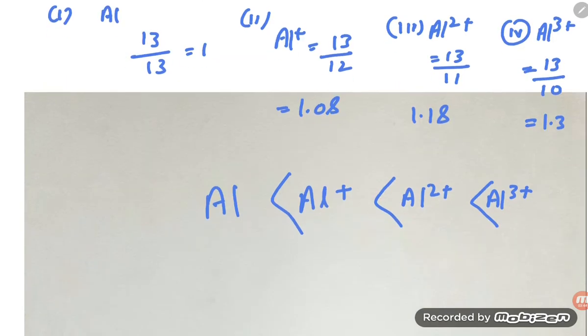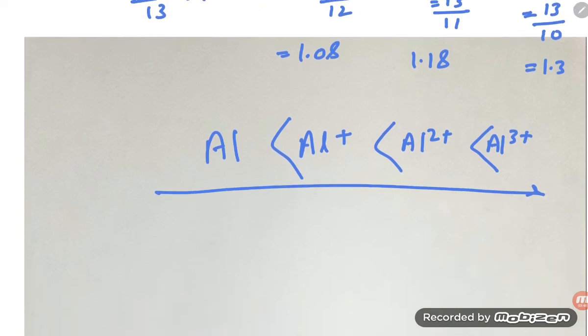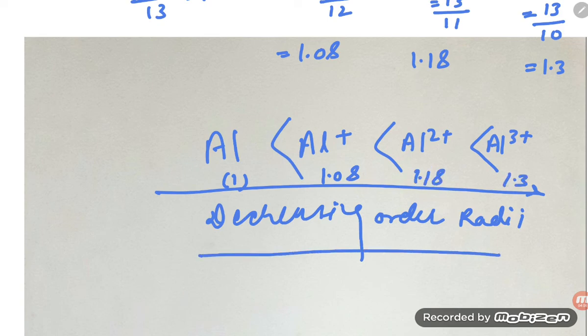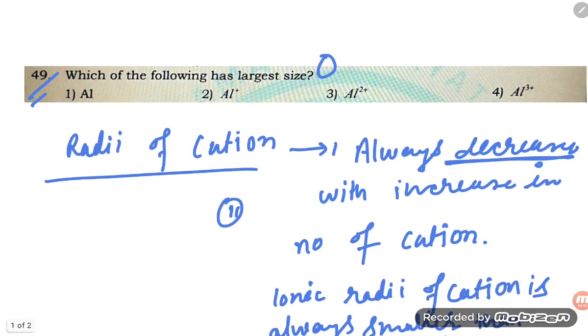So that is the decreasing order of radii. Here is 1, here is 1.08, here is 1.18, and here is 1.3. So this is the smallest radii and aluminum is the largest radii. So the correct option is option number 1.